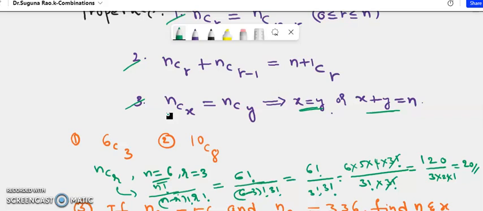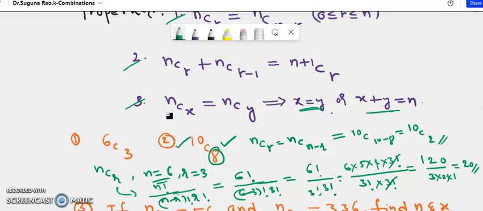Likewise, 10C8 can also be solved. To solve this 10C8, we use the formula nCr equals nC(n minus r). Why? Because here r value is very big. That's why we may use the formula nC(n minus r). Here n value is 10, so 10C(10 minus 8), that equals 10C2. So we are going to find 10C2 value for the value of 10C8. Okay.